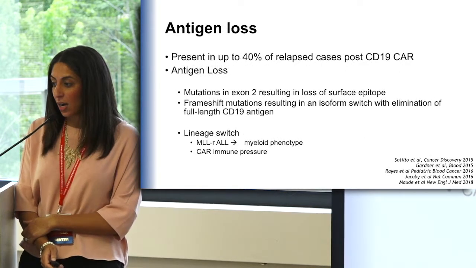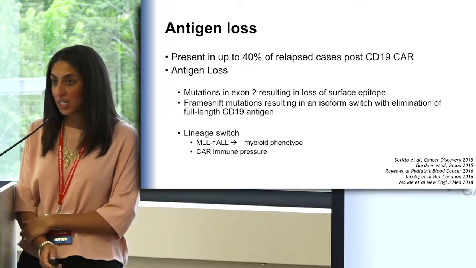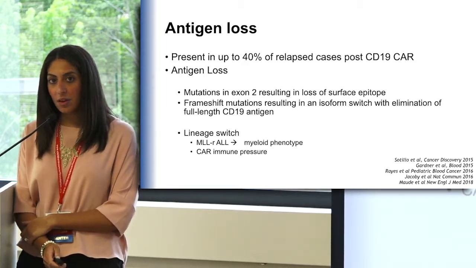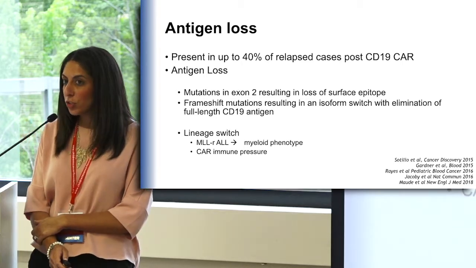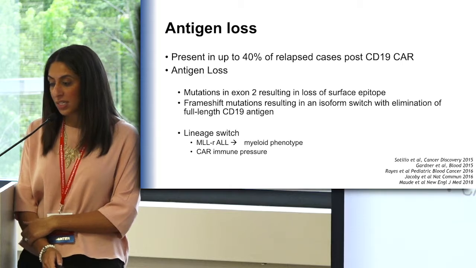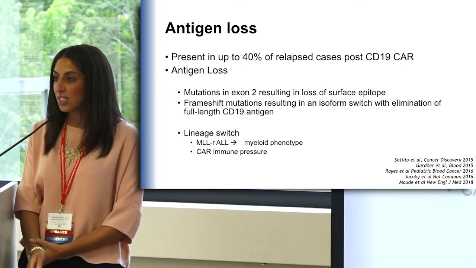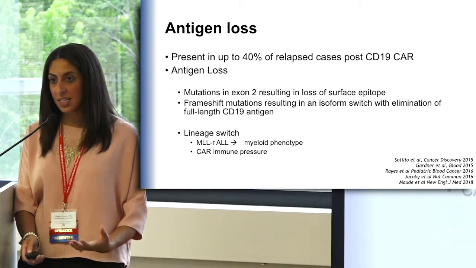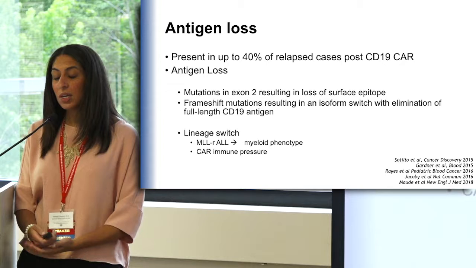As was discussed, antigen loss is present in up to 40% of cases post-CD19 CAR therapy, and there are various mechanisms being investigated at this time. However, two mechanisms that I would discuss is mutations in exon 2, which results in the loss of the surface epitope, and so the CARs can't see the leukemia.